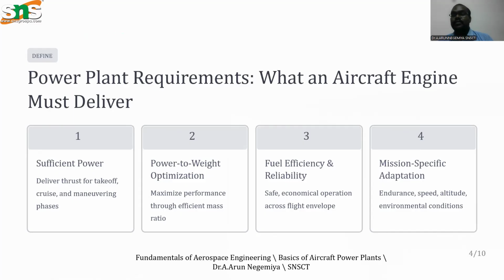Next one is fuel efficiency and reliability. Fuel efficiency is a major component for flight optimization. How much fuel is used to travel a particular distance is called fuel efficiency. Next one is mission specific adaptation. In that case, we have to check the endurance, speed, and altitude.